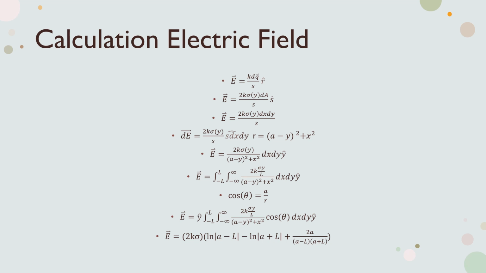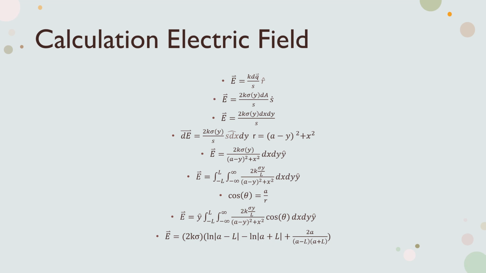Then the next step was to find what our s or r is equal to. So I knew that it would be equal to a minus y squared plus x squared. Then I would plug this into where the s is located. So then I would get E is equal to 2k sigma y over a minus y squared plus x squared dx dy in the y hat direction, because that is the direction of our field.